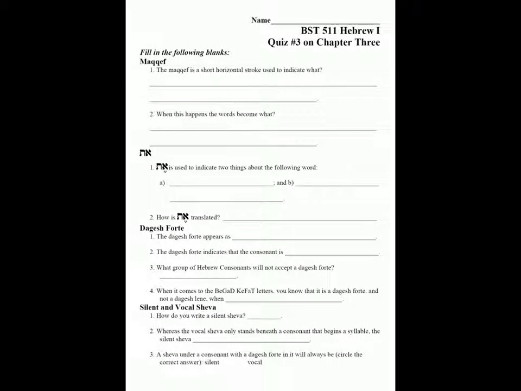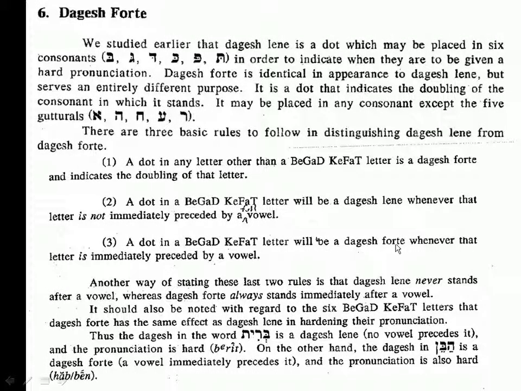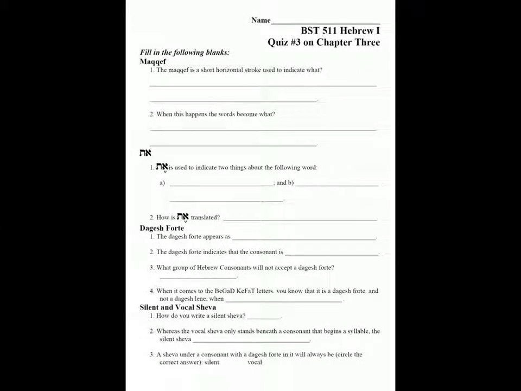So going to the quiz here, Dagesh Forte appears as a dot in the consonant. Dagesh Forte indicates that the consonant is doubled. What group of Hebrew consonants will not accept the Dagesh Forte? You got it, the gutturals. And when it comes to begad kafat letters, you know that it is a Dagesh Forte and not a Dagesh lene when, and then we go back to those set of rules, it's a Dagesh Forte whenever that letter is immediately preceded by a full vowel. Well, have a great time with it, and only got one more section here in Kelley chapter 3.